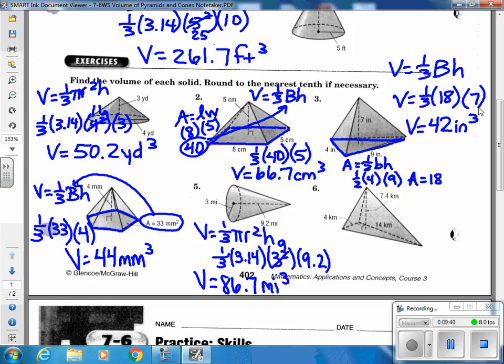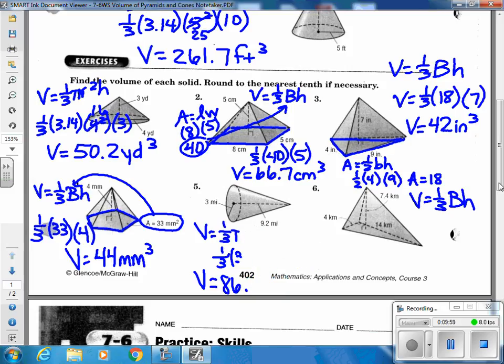Okay, so now doing the same process but with different numbers and a different size pyramid, we're going to do another triangular pyramid. So again, we're still using 1/3 big B times H. All right, so let's come off to the side or down at the bottom, whichever you have space for. And we're going to find the area of the base for this triangle. The base is the one on the bottom.